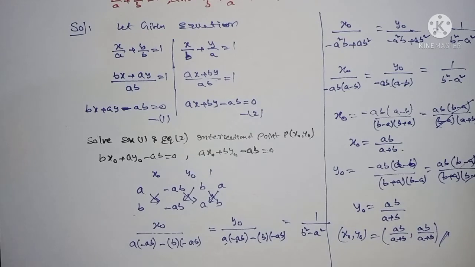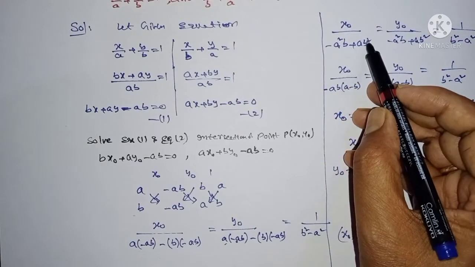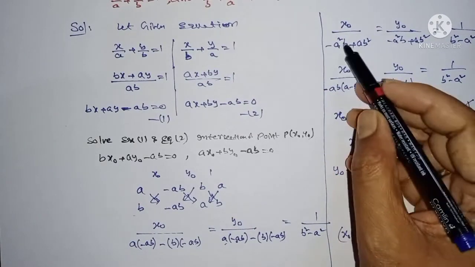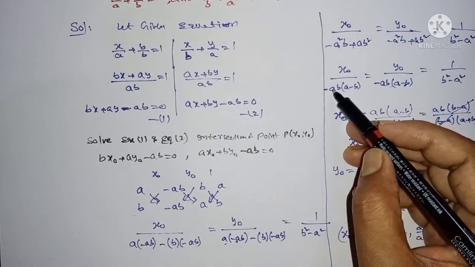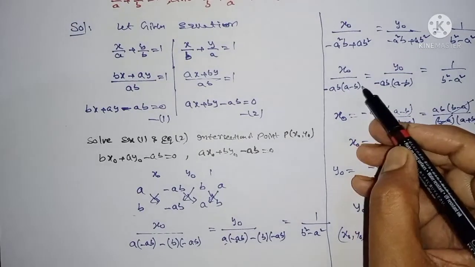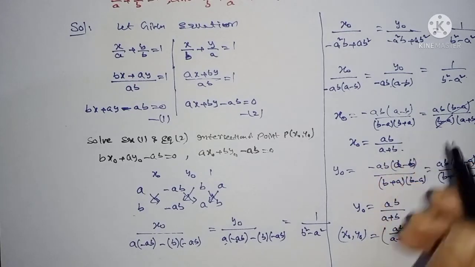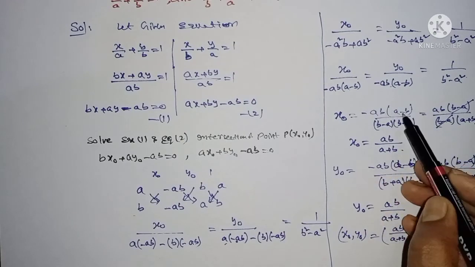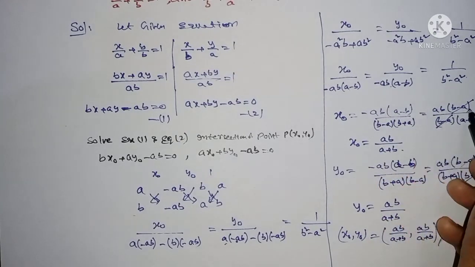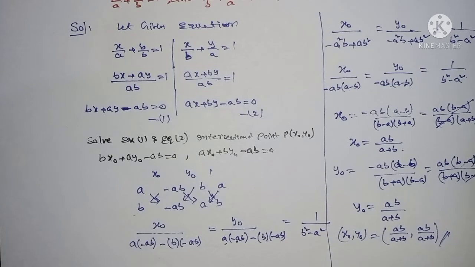This is once again the reason; don't get confused here. I am taking minus a square b plus ab square, and I am taking minus ab common. What do we get here? A minus b also. Here also, taking minus ab common, I get a minus b. Therefore, x naught is equal to minus ab by a minus b into b square minus a square, that is b minus a into b plus a. If you multiply with minus, minus into minus becomes plus, so b minus a. Therefore, b minus a cancels, and you get ab by a plus b here. Similarly, y naught also. This is the end of this problem.